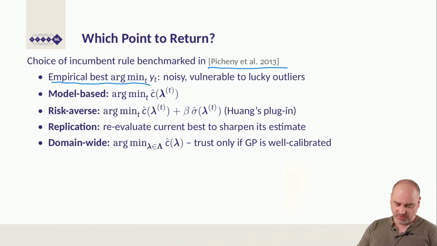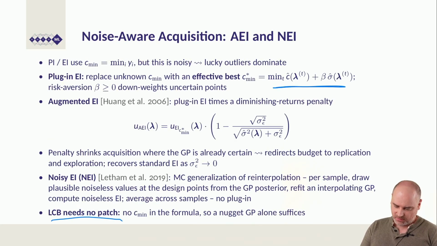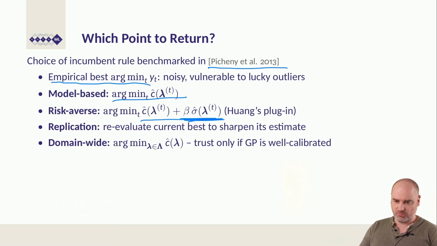So something simple you can do is smooth out the noise in your archive by predicting on your archive with your surrogate model, or you can do this risk-averse thing here, which we also discussed before for exactly the same reasons. So if you're a little bit more uncertain about some points in your archive, you would put a penalty on these points. You can also do a replication or multiple replications, so you re-evaluate your incumbent to improve its estimate.